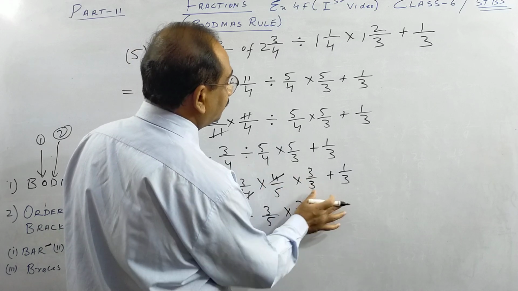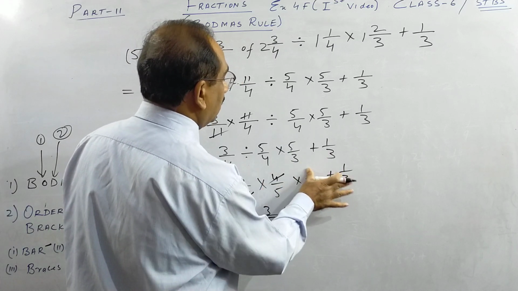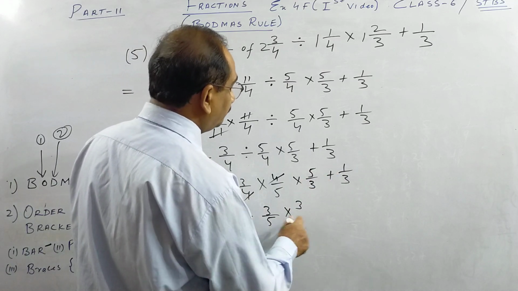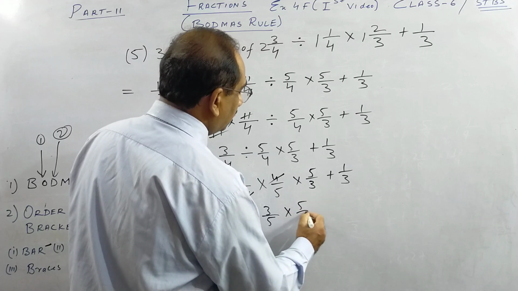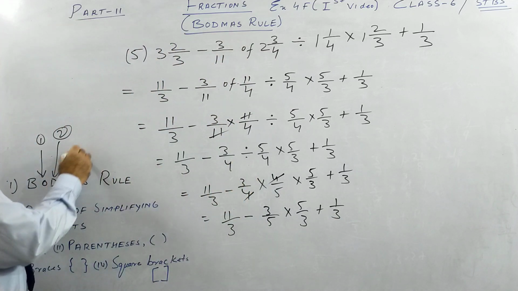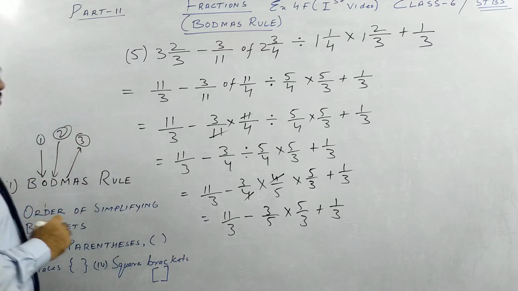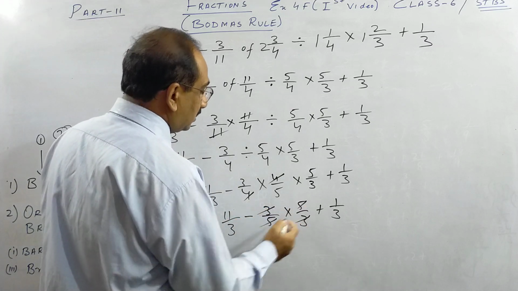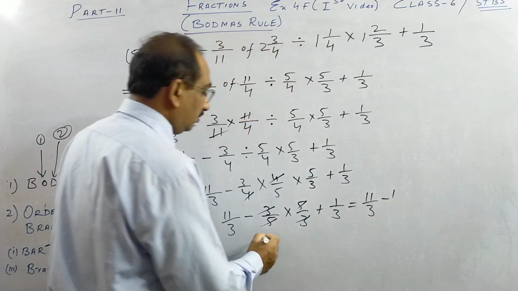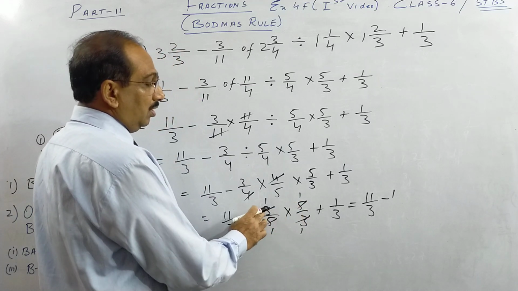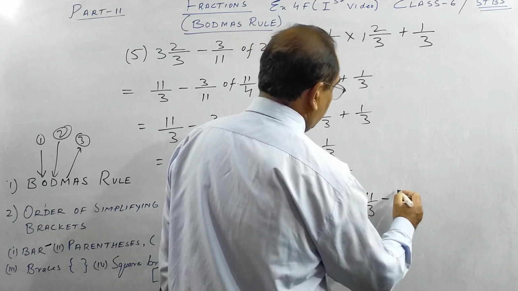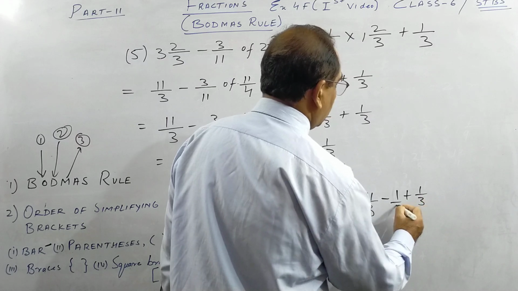Now we will see, this is 5 by 3. So 3 by 5 into 5 by 3 plus 1 by 3. Now we will do multiplication. After division, the third one is multiplication. So here this cancels, this cancels. What do we get? 11 by 3 minus 1. See, 1 remains. It's not 0. 3 ones are 3, 3 ones are 3, 5 ones are 5. So 1 remains, children. Remember, 1 plus 1 by 3. So let this be 1.